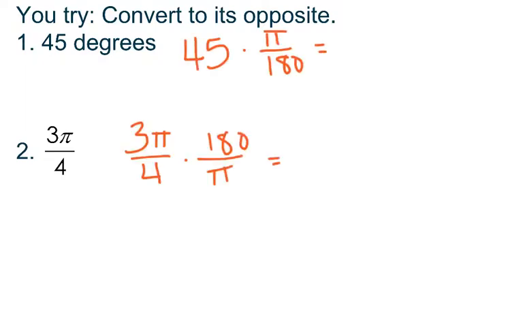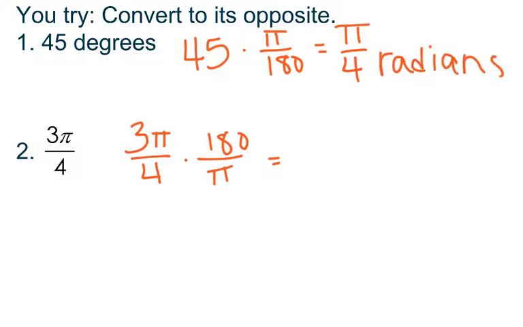Alright, so the first one is in degrees. I got to convert it to radians, so I got to times it by pi over 180. Remember, all you're doing in your calculator is 45 divided by 180, and then putting pi on top. So this one is pi over 4, and that is in radians. You can write the word radians, but you don't have to because you got the pi symbol, so you know it's radians.